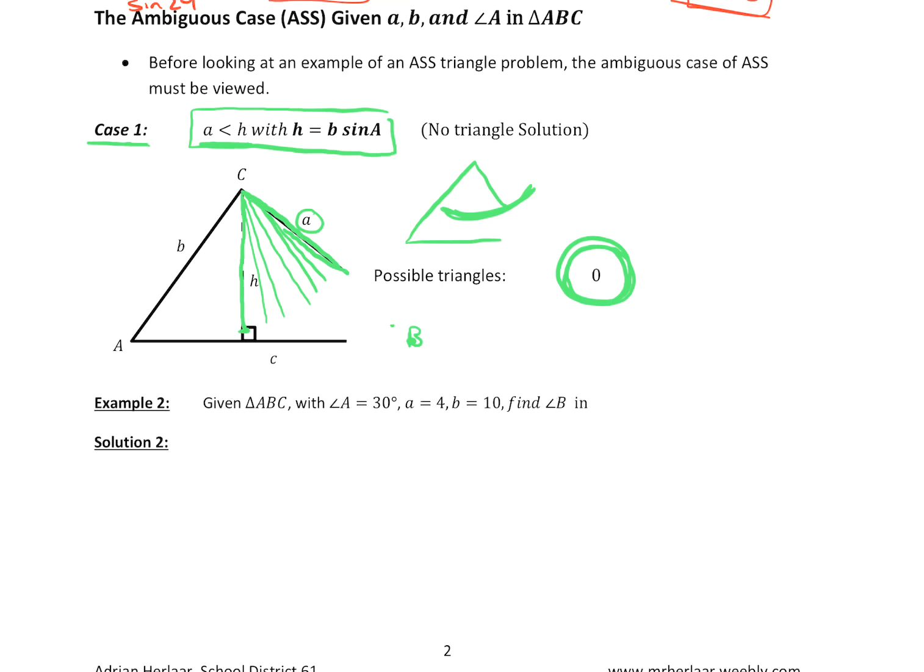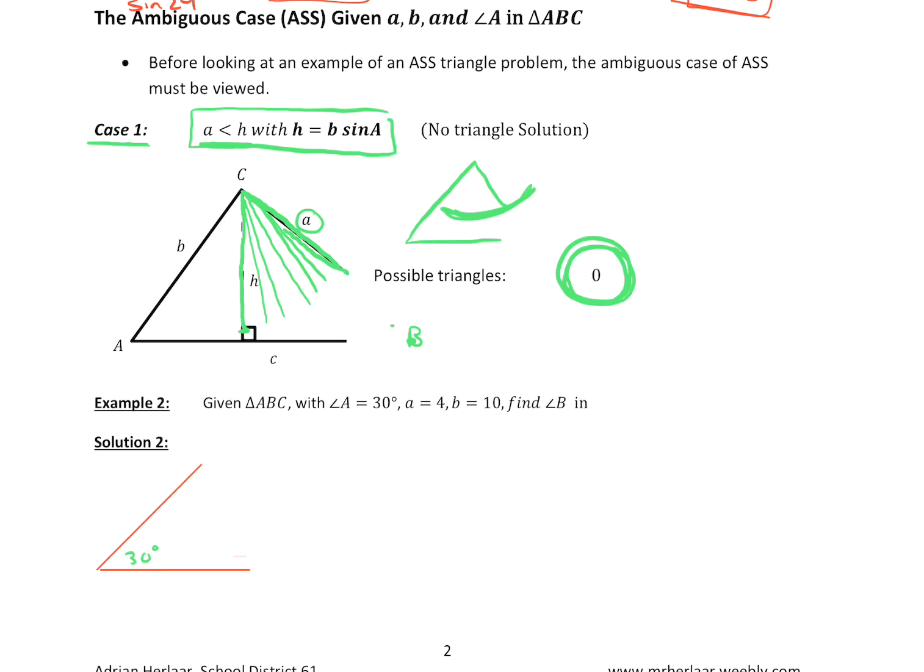So what does that look like in action? Well, let's do a calculation. I have triangle ABC with angle A is 30 degrees, right? Side A is 4, side B is 10, find angle B. Now, if I were to do this way with respect to case one, okay, I would say, well, angle A is 30. I know that 30 kind of looks like that.